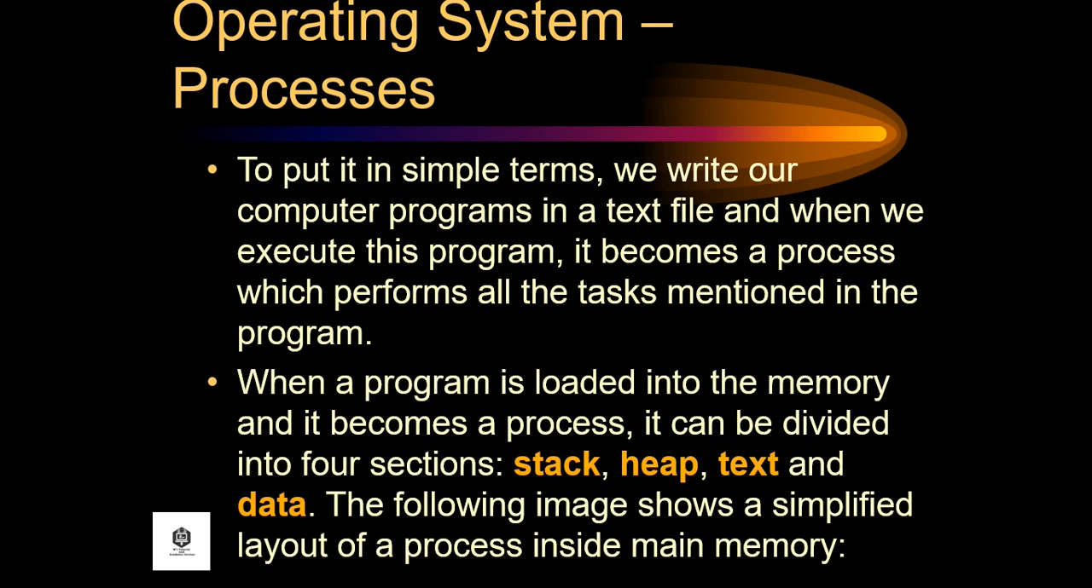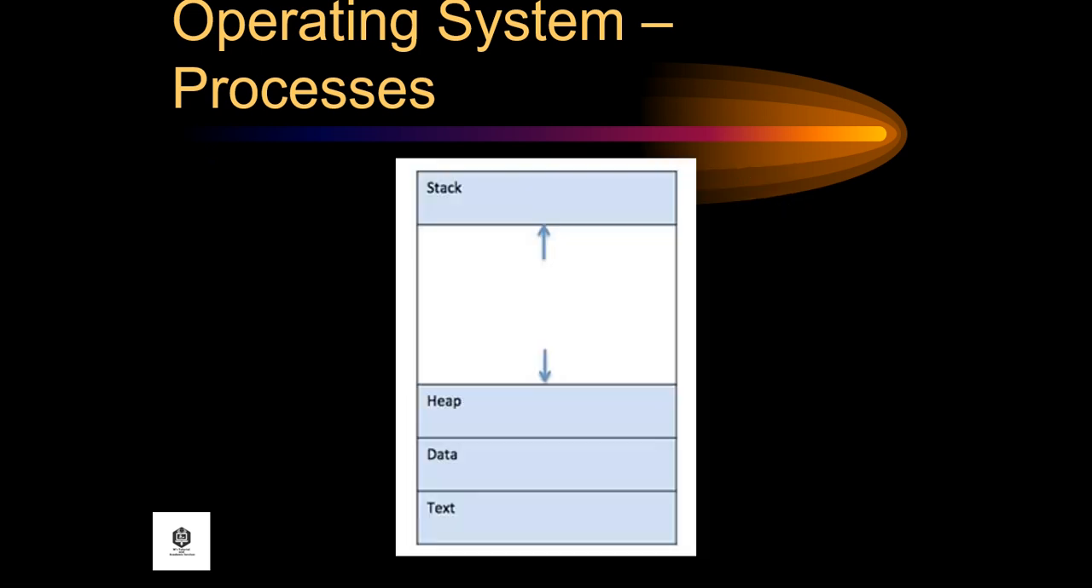When a program is loaded into the memory and it becomes a process, it can be divided into four sections: stack, heap, text, and data. The following image shows a simplified layout of a process inside main memory. So there is the stack, heap, data, and text.